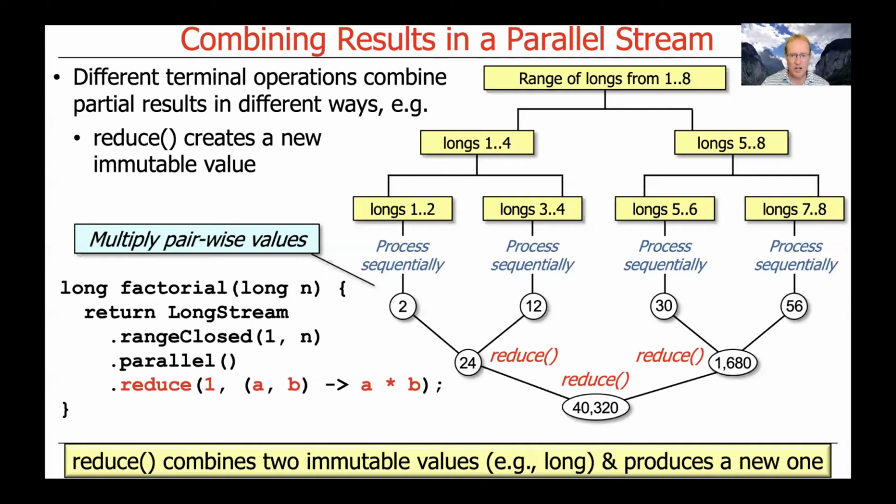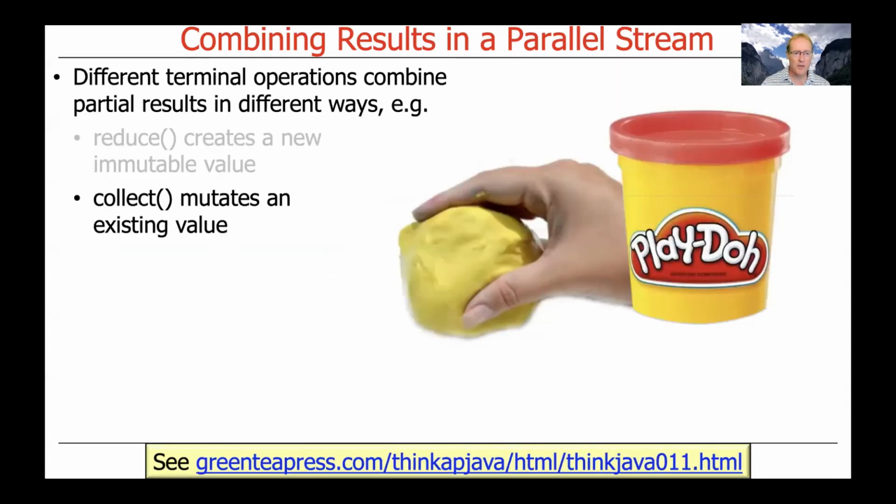So that's how the reductions take place. And you can see how some things work in parallel, and then their results are merged back together again, or combined back together again, by using reduce. And every step along the way, two immutable values are multiplied together to create another immutable value.